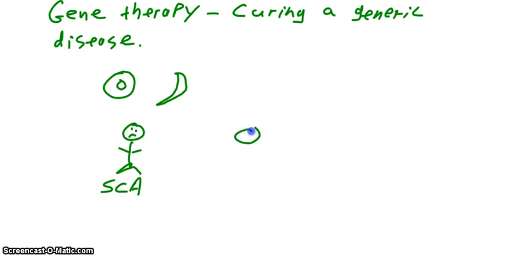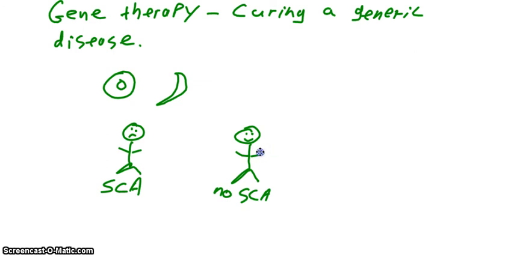Then we have a person over here. Now remember, sickle cell anemia is caused by a defective gene that makes hemoglobin, right? And so it's a genetic disease. So you can't take antibiotics for it. You can't do anything except gene therapy. So then you have a person over here, and this person does not have sickle cell anemia, right?